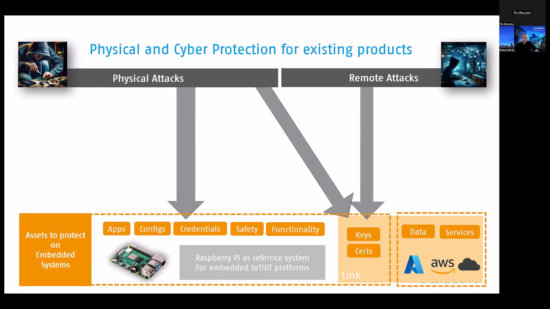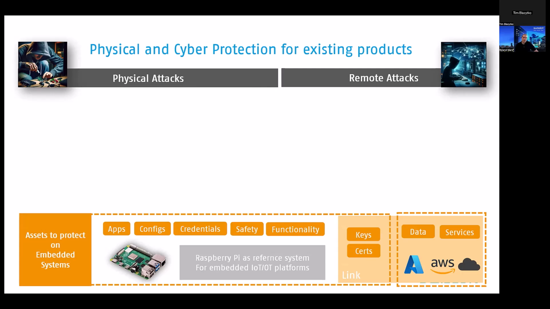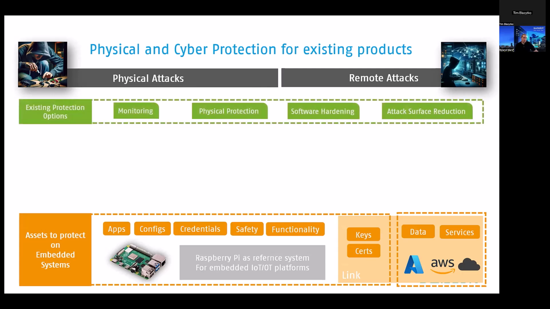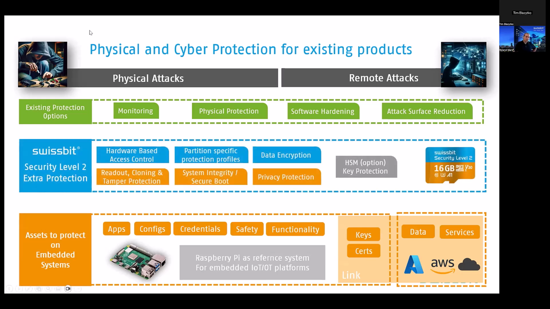So, and they might want to steal or compromise whatever your system. And normally you would do monitoring or physical protection. So you put this system in a housing, in a room with a big lock, with the camera. And for these remote attacks, you would, for example, do software hardening, you would do attack surface reduction, setting good passwords, and so on. But on the physical level, you cannot do much. And also this is not very easy to do in certain situations.